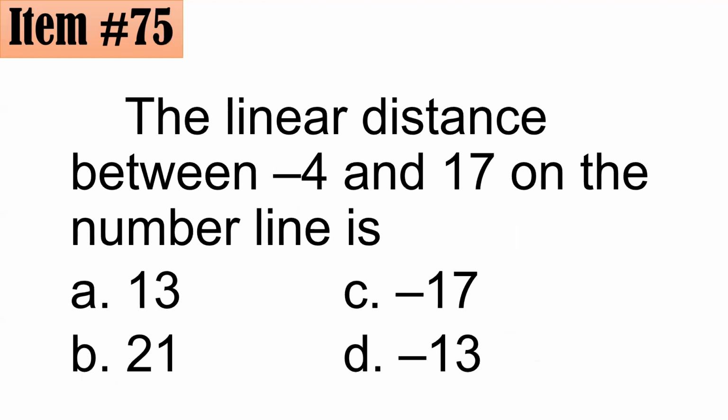75. The linear distance between negative 4 and 17 on the number line is it 13, 21, negative 17, or negative 13? Wow. Ma'am Luella, thank you po. Okay, marami po yung sumagot ng B, which is 21. Let's see if you got it right. Take note po, that distance can never be negative. Linear distance can never be negative. So C and D are wrong. We all have to choose between A or B.